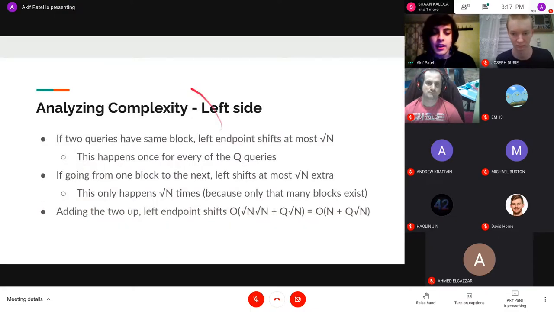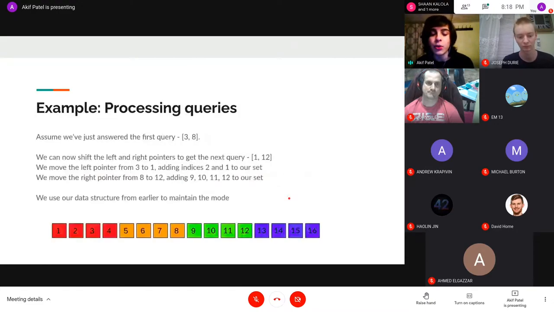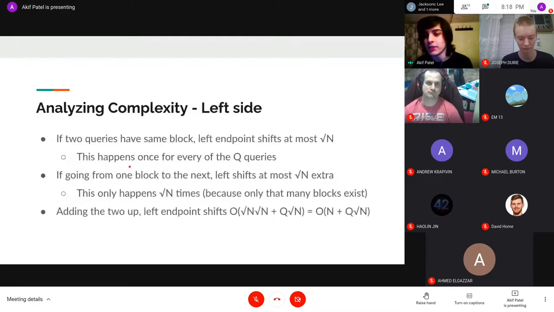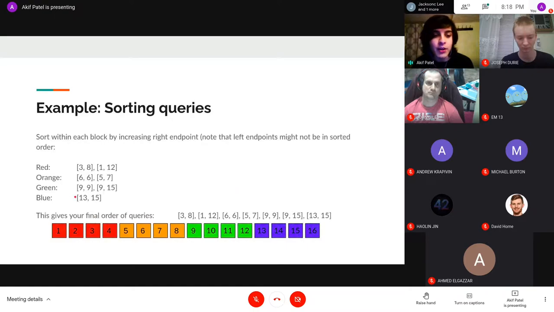Okay, and this happens at most once. The square root of n shifting happens once for each of the q queries. Now if we move from one block to the next block, remember, these are sorted in order of the blocks at the left endpoint, right? So we start out being in this block, these guys are in this block, then we'll be in this block. So we move from this block, and then we move here. And then we do this block, and then we move here. And then we do this block, and then we move here, and this block, right?